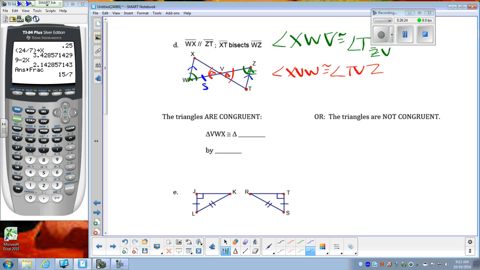So I know that WV is congruent to ZV. So I have that these two triangles are congruent by angle, side, angle, because I have two angles and the included side. So I know that VWX is congruent to VZT.